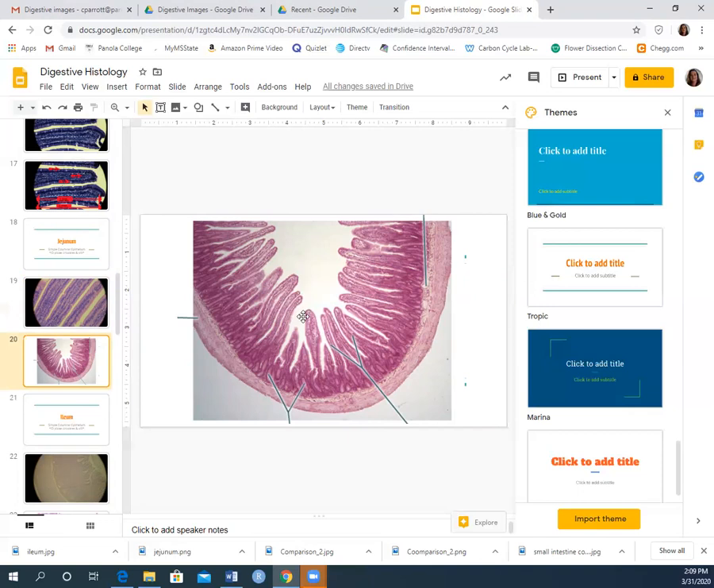Okay. And here's another picture as well. It's very nondescript, but the outline of each of the plicas is very neat. You can see the edge real crisp and clear. So that's your jejunum. Alrighty. There's not much to know on the jejunum.